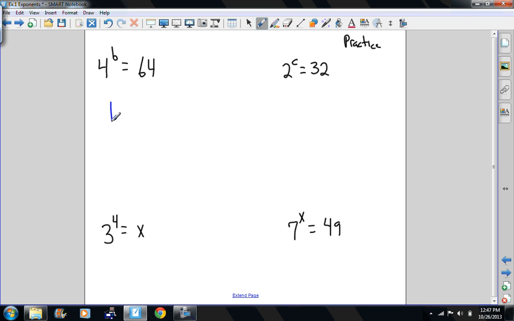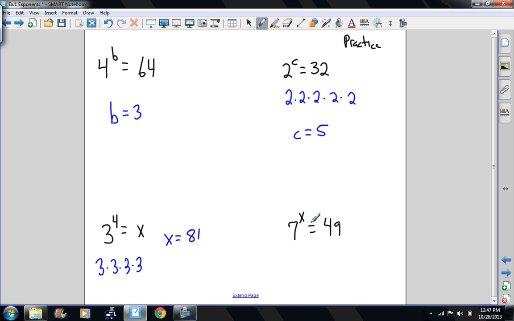For this one, b is going to be equal to 3 because 4 cubed is equal to 64. This one would be 2 times 2 times 2 times 2 times 2: 4, 8, 16, 32. So c would be equal to 5. 3 to the 4th would be 3 times 3 times 3 times 3. Well, this is 9, and this is 9, so 9 times 9. X would be equal to 81.